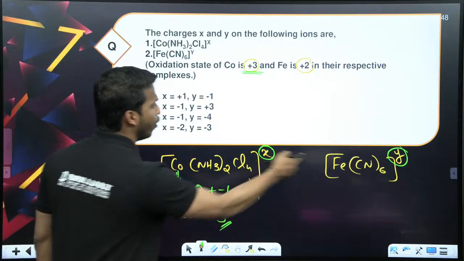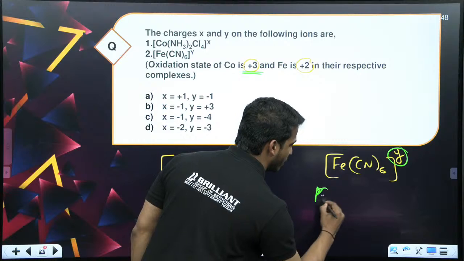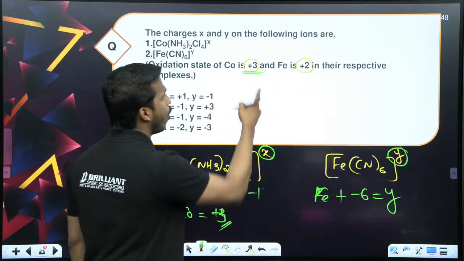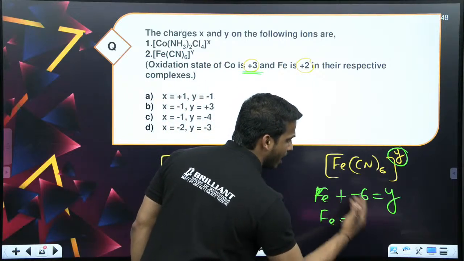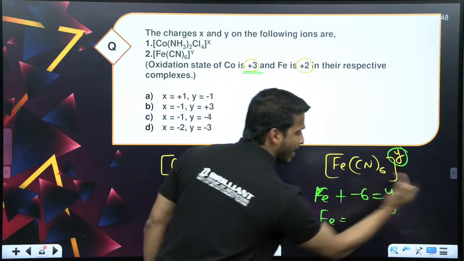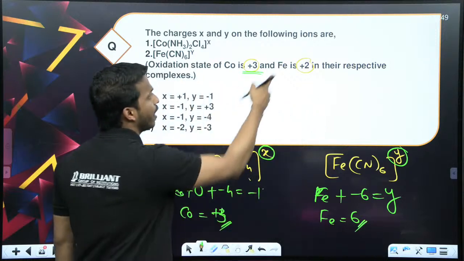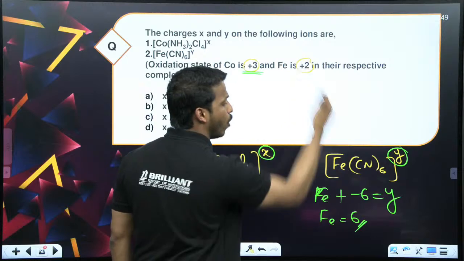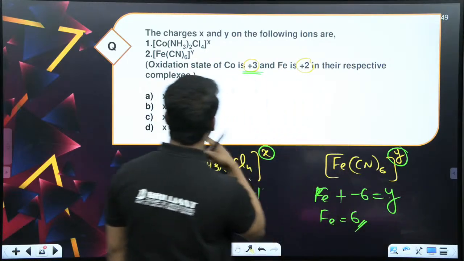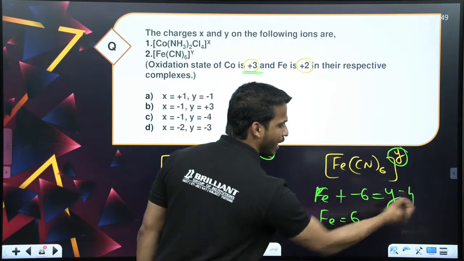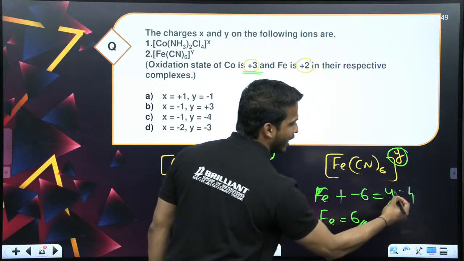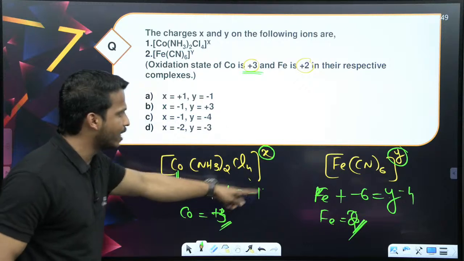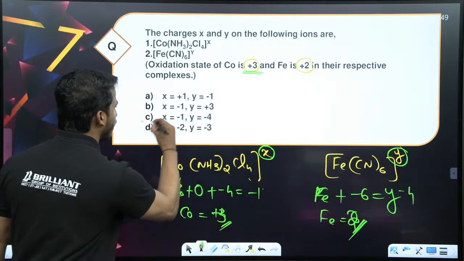So -1 is the value of X. And what about this case? Take iron, the iron oxidation state, plus 6 cyanide -6, overall is Y. If Y is 0, the 6 goes to the right side and you will get 6. But they said the iron oxidation state should be overall +2. If you want +2, what should be Y? It should be -4. If Y is -4, the 6 comes to the right side, and -4 plus 6 gives 2. So X can be -1, Y can be -4. That is option C.